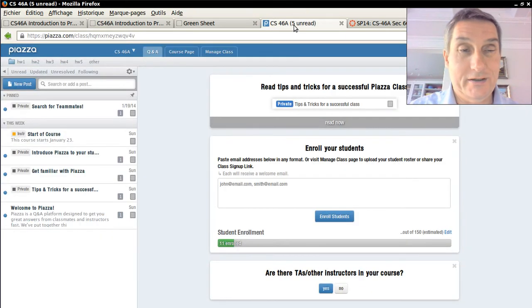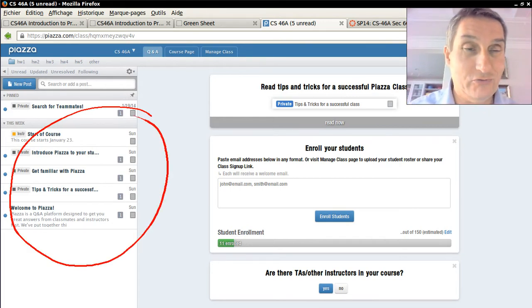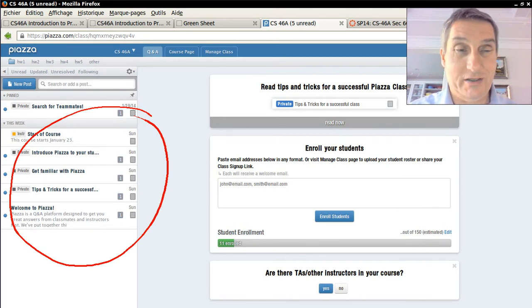The other important site is the site called Piazza. You need to get a login for that one as well. And when you first log in, it looks kind of spare and useless. But over time, this area on the left here is going to fill up with really useful questions and answers that are going to greatly help you install software, do the homework, and so on. You should make it a habit to check Piazza regularly. You can set it up so that you get an email message whenever something new happens there.